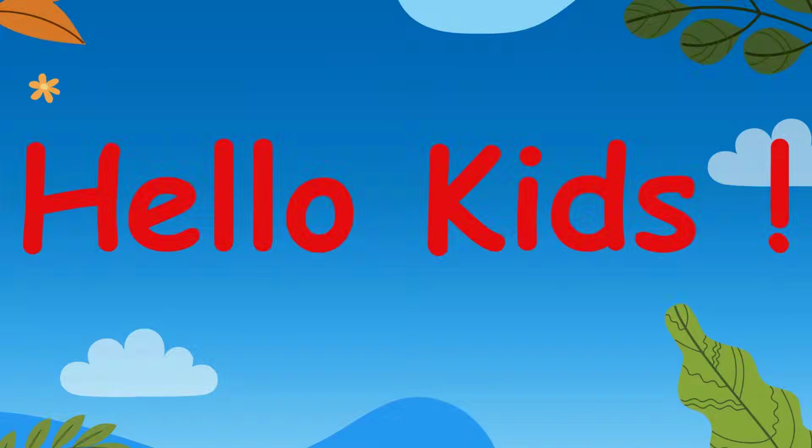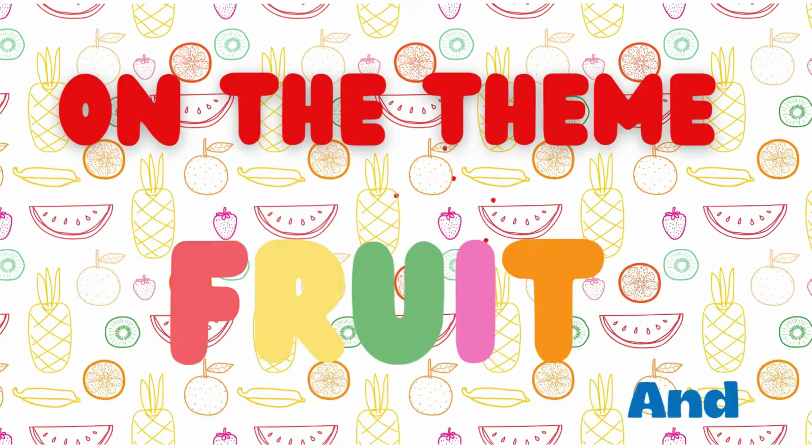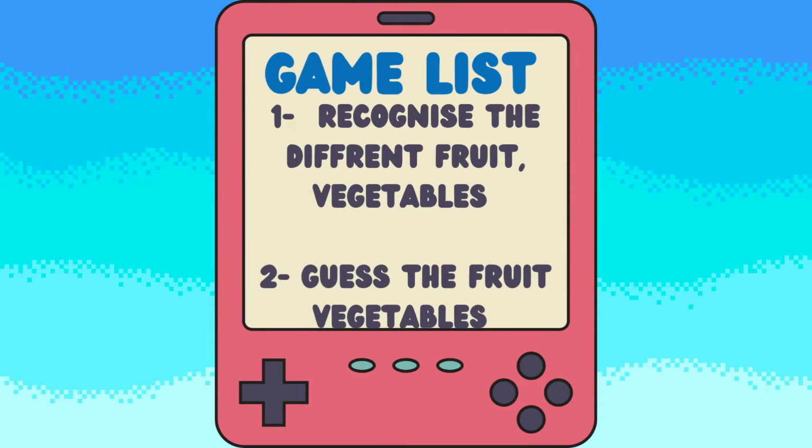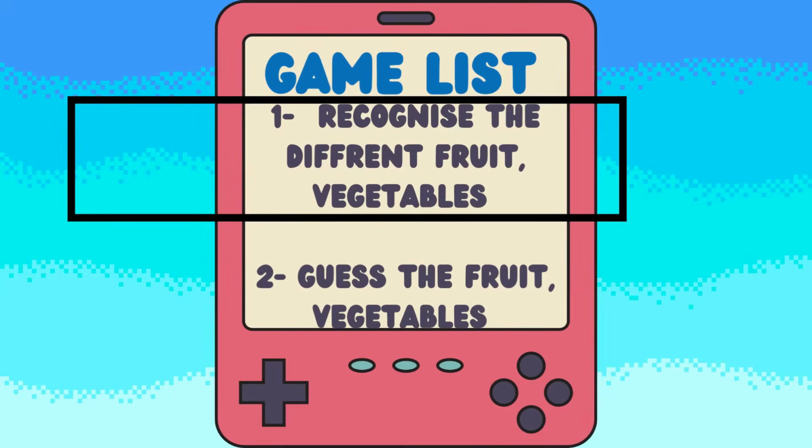Hello, kids! Today we will play two different games on the theme fruits and vegetables. Game list. First game, recognize the different fruits and vegetables. Second game, guess the fruit and vegetables. Let's play the first game, recognize the different fruit and vegetable.